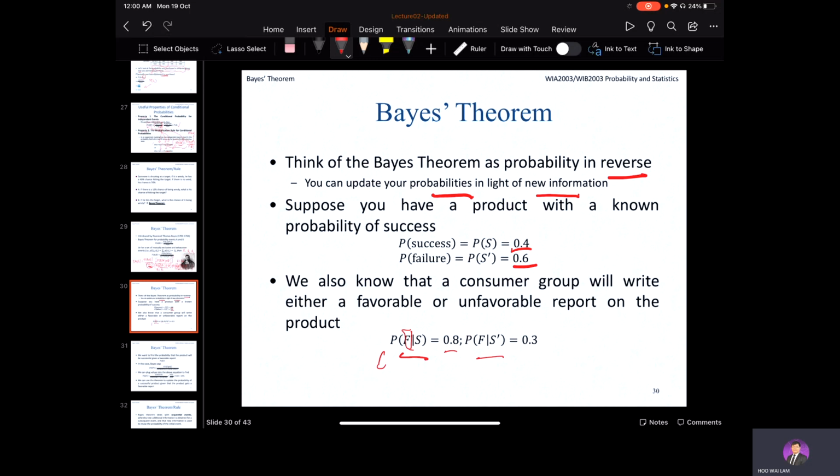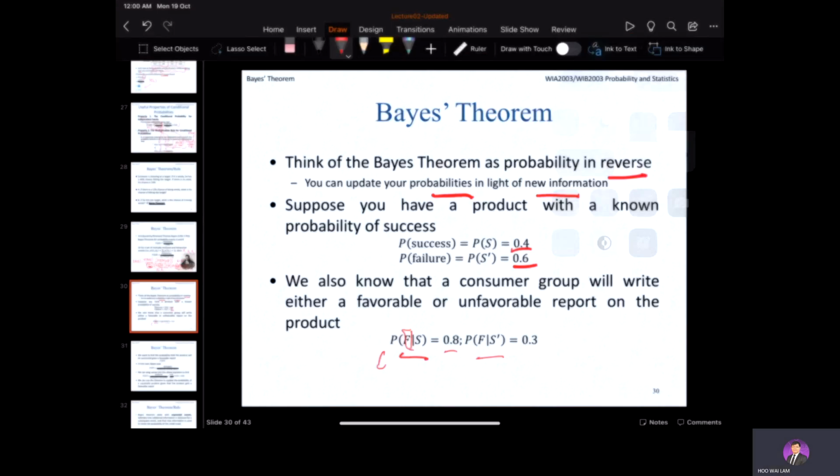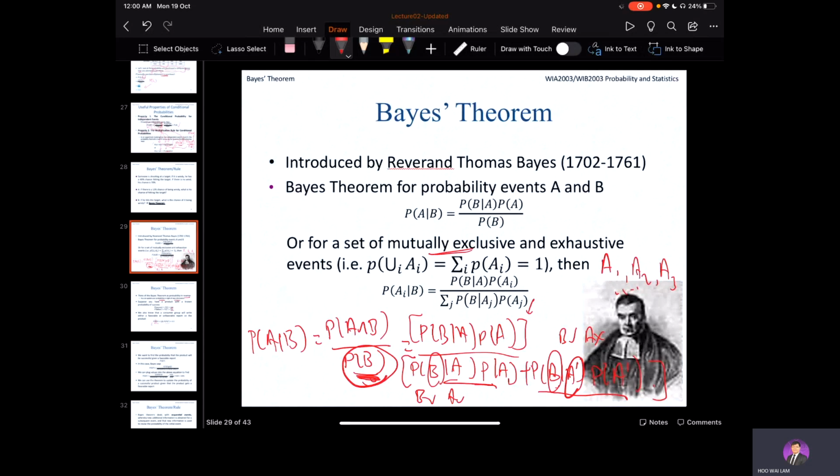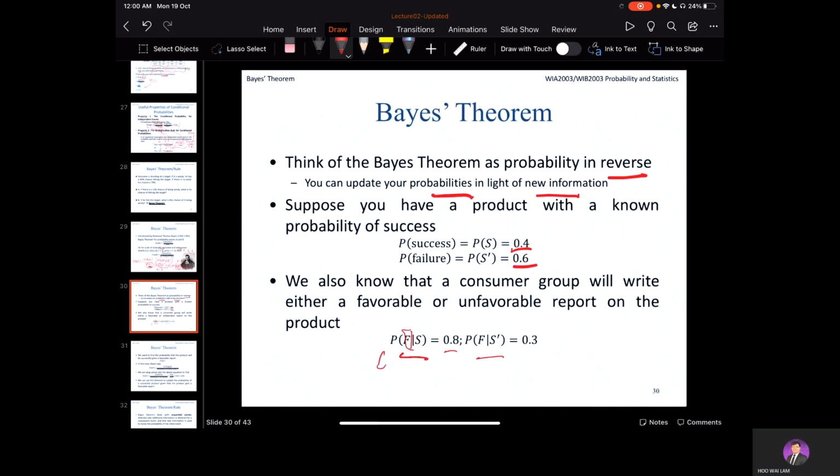recall your collectively exhaustive events. Oh, yeah. Sorry, Bayes' theorem is based on mutually exclusive and collectively exhaustive events. Okay. So in case you still recall what you have learned previously, the concept, then your probability of F complement given S is 0.2. Okay, and then the probability of F complement given S complement is 0.7, because you are doing one minus over here and also one minus over here.